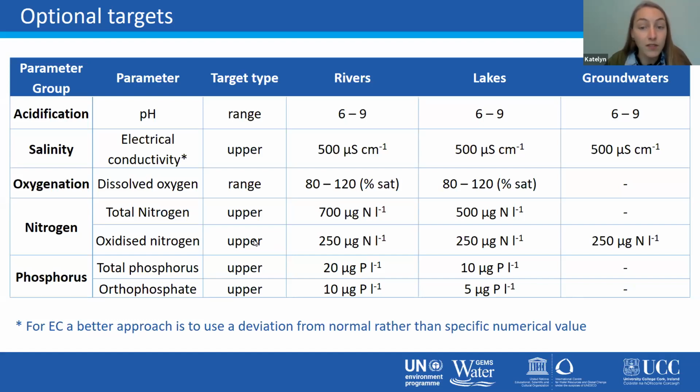So these are the optional target values that we've devised, and they can be used if a country doesn't have their own, or if a country doesn't have enough data to calculate their own target values, which would be preferable if the data was available, as Stuart mentioned, to generate target values for different water bodies and different regions. With these optional target values, these could be used if necessary, but one to note that has been marked with an asterisk is electrical conductivity, where a better approach, rather than using one of these general numbers, is to use a deviation from normal rather than a numerical value.